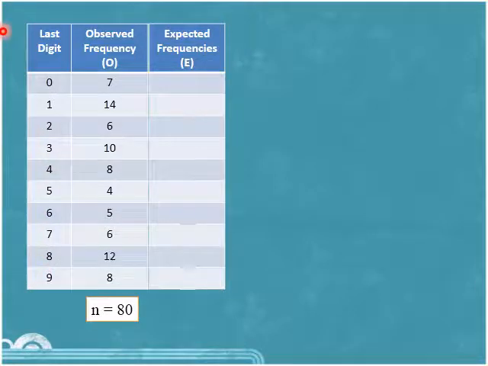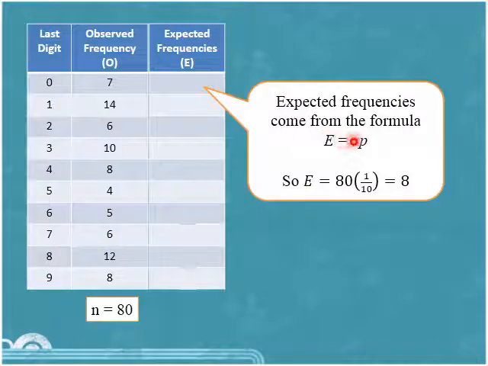So our expected frequency is calculated by taking the number of observations that we have, in this case 80, multiplying by the probability that we would expect that category to come up. So in this case, I have 80 observations, and for each last digit I would expect 1/10 of them to be 0. That means my expected frequency of zeros is 8 out of the 80 that we're looking at.